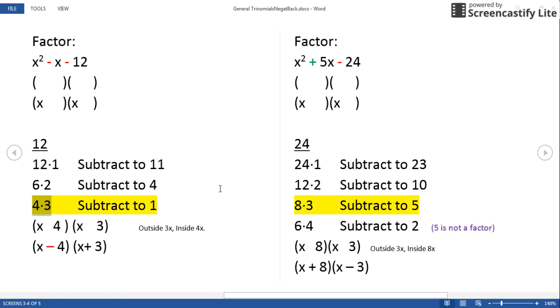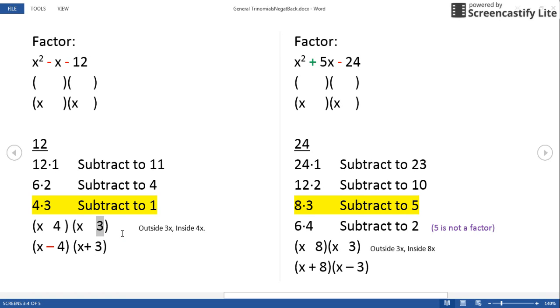Now, we noticed a minute ago when we were multiplying that if the signs are going to be different, then the numbers need to subtract to be our coefficient in the middle. Let's look at how these subtract. 12 minus 1, they subtract to be 11. 6 minus 2, subtract to be 4. 4 minus 3, subtract to be a 1. That's what we need. We don't want it to be positive, but we are going to need a 1 in the middle here for that coefficient. So let's choose 4 and 3 to be our factors.